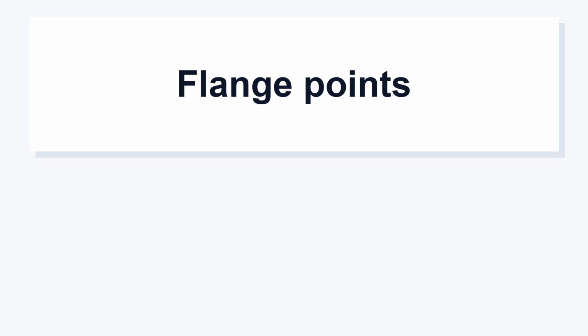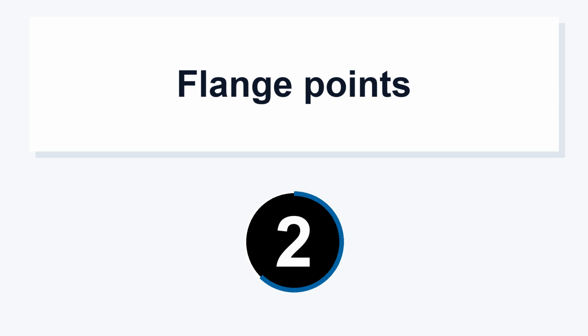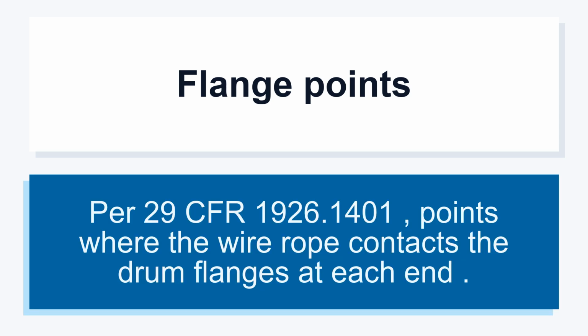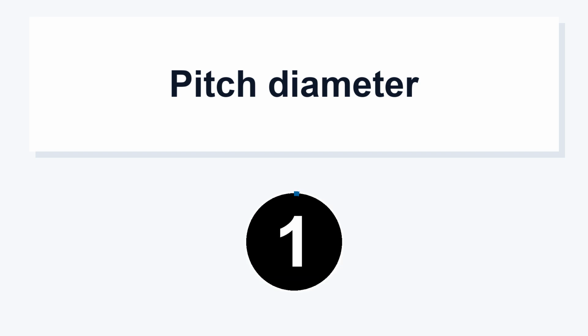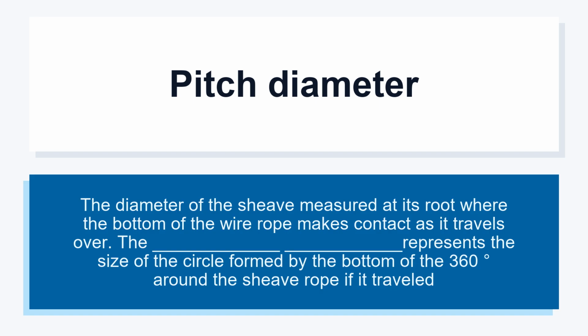Flange points. Per 29 CFR 1926.1401, points where the wire rope contacts the drum flanges at each end. Pitch diameter. The diameter of the sheave measured at its root where the bottom of the wire rope makes contact as it travels over. The pitch diameter represents the size of the circle formed by the bottom of the rope if it traveled 360 degrees around the sheave.